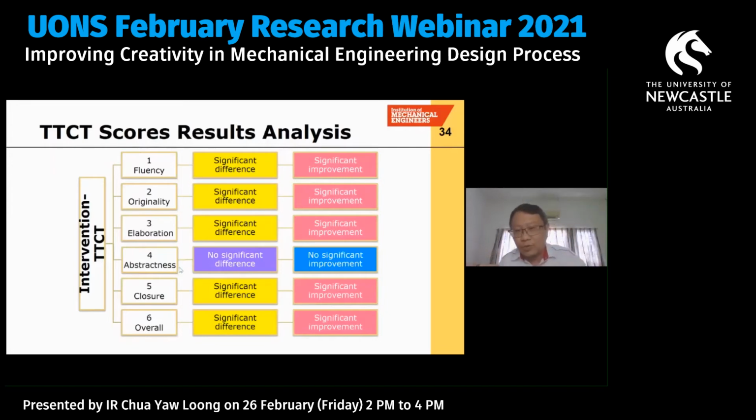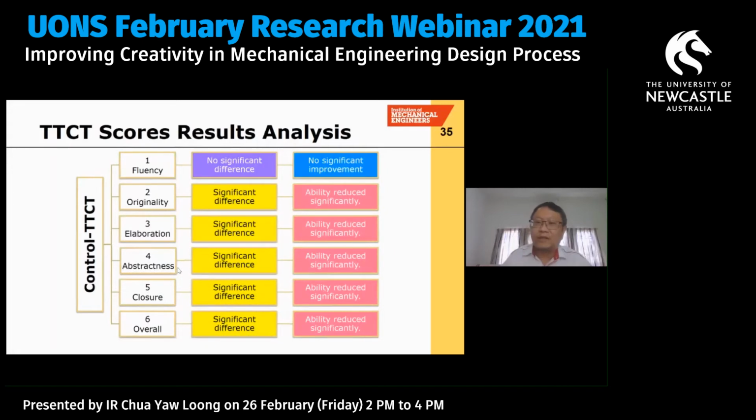Whereas for the control group, how was the result? Things cannot be the same for them. If you look at it, for the control group, there was no significant change, no improvement in their ability to come up with a lot of ideas. But if you look at the originality, elaboration, abstractness, and closure, what you see is surprising. Maybe to you all, but to lecturers like us, it's not. Our students' creativity, basically, if nothing is done, their ability to think creatively reduces over time.